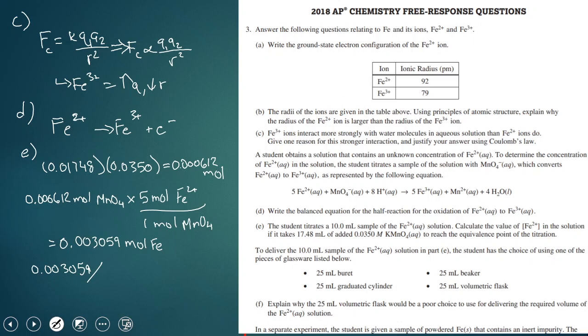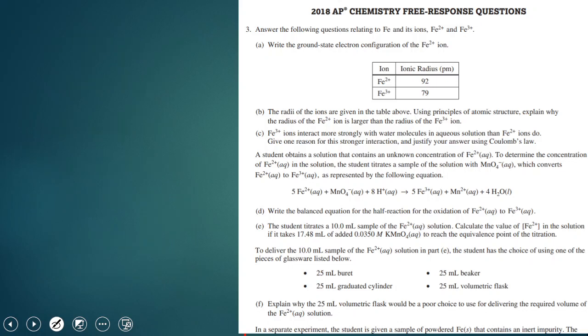divided by, we're titrating a 10 milliliter sample, and so we have 0.01 liters, and so taking this, we should get 0.3059, so rounds to 0.306 molar Fe2+ solution. So the concentration is 0.306 molar. Okay.